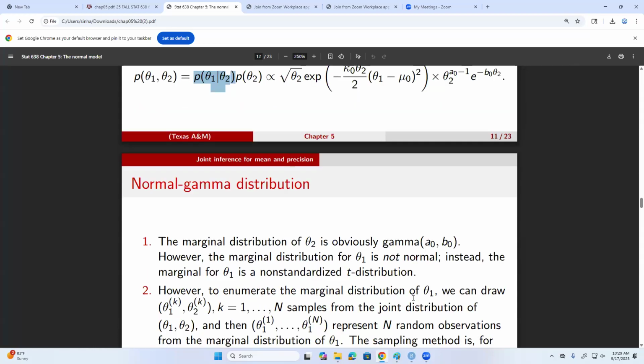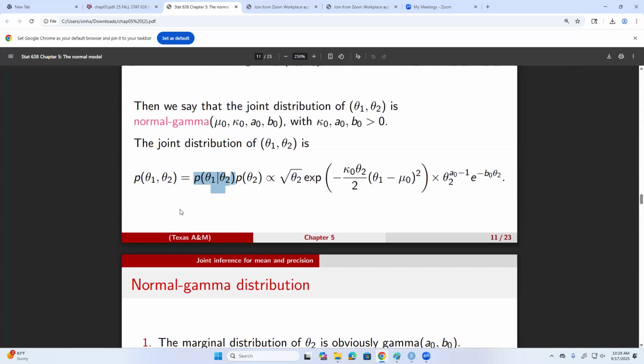However, to enumerate the marginal distribution of theta 1, we can draw samples. Suppose you are interested in the marginal density of theta 1, and suppose you do not know the mathematical statistics. No worry, we can sample from the joint distribution, many observations, and simply take the theta 1 values, and based on those theta 1 values, if you draw a histogram, that is the marginal distribution. And this is the numerical technique.